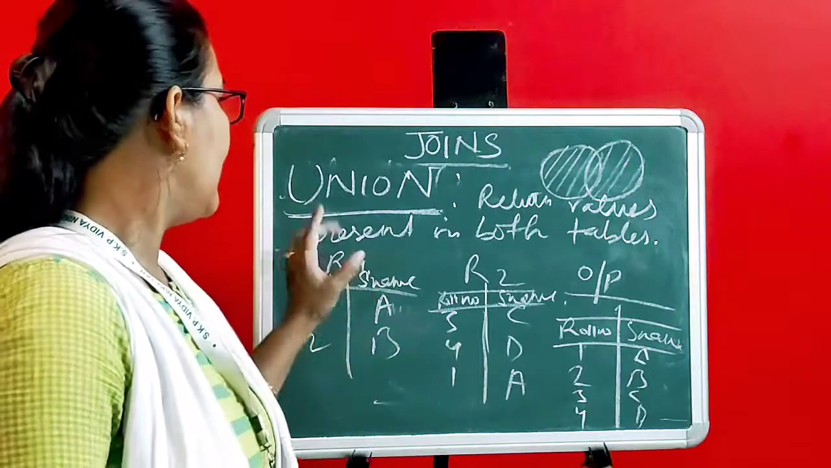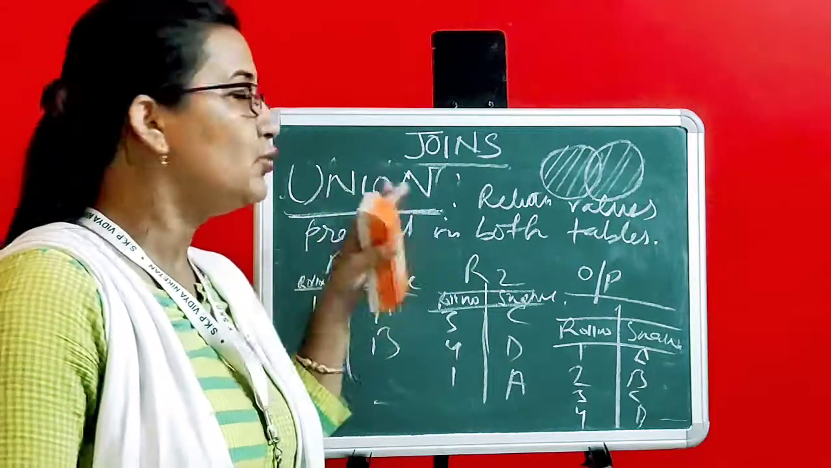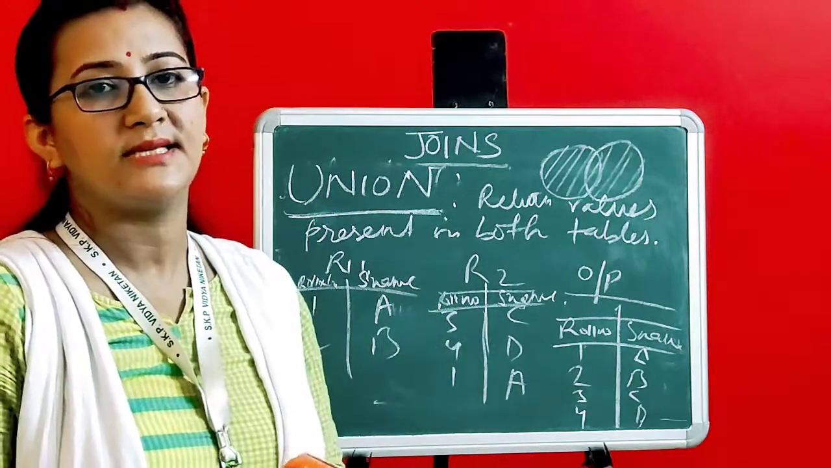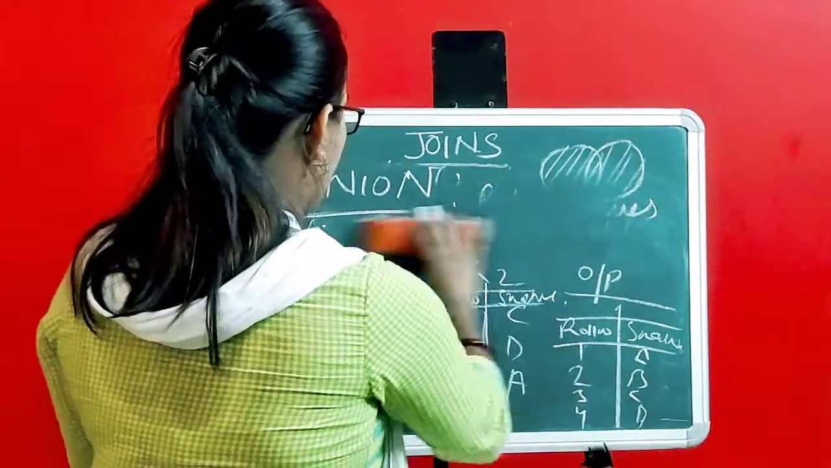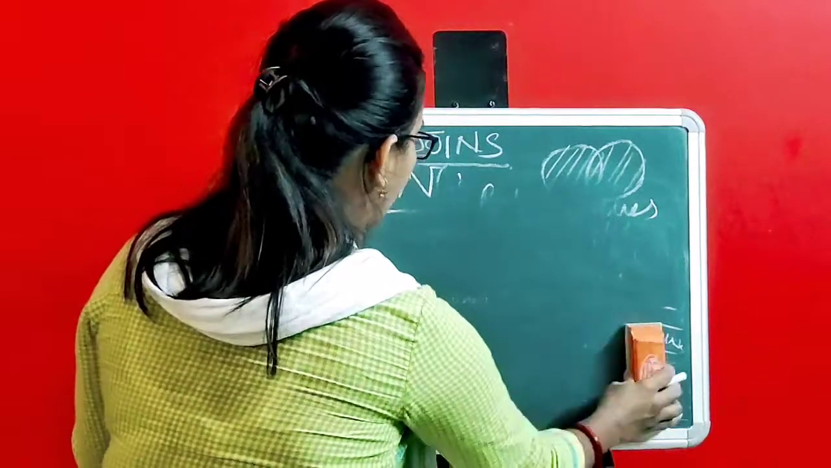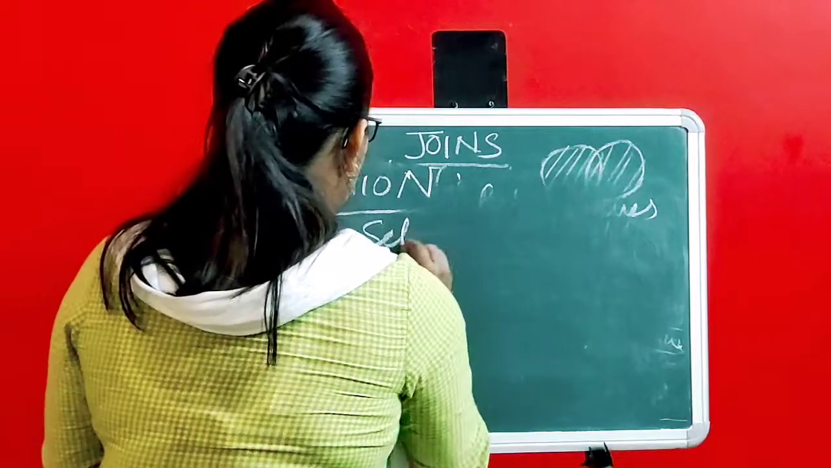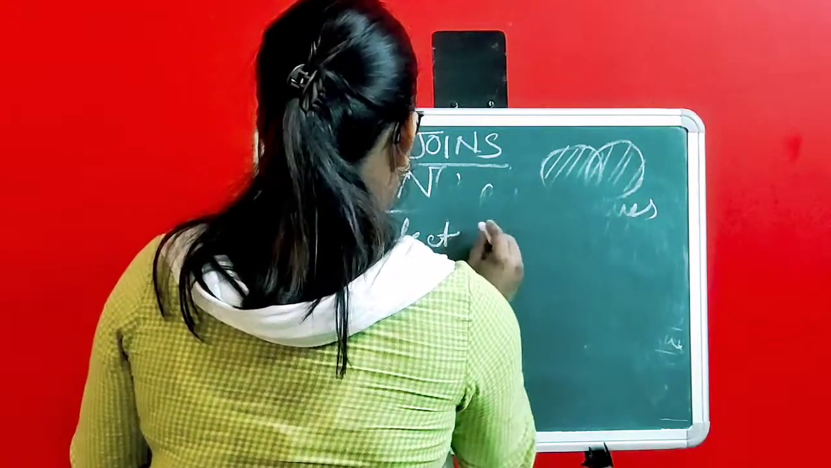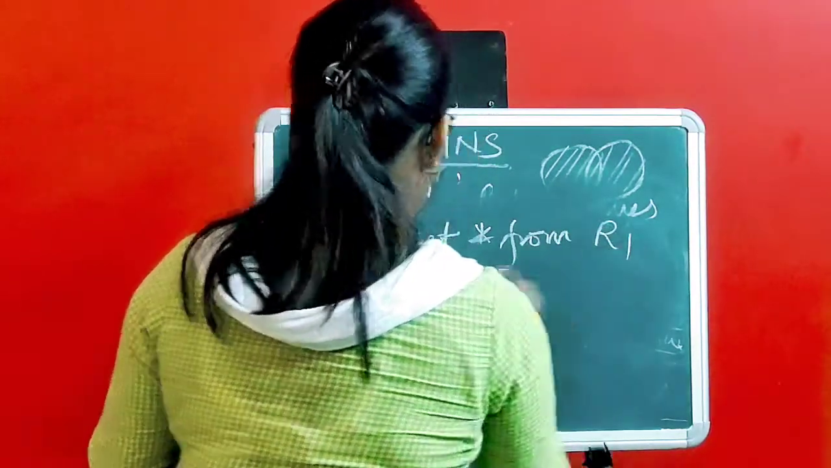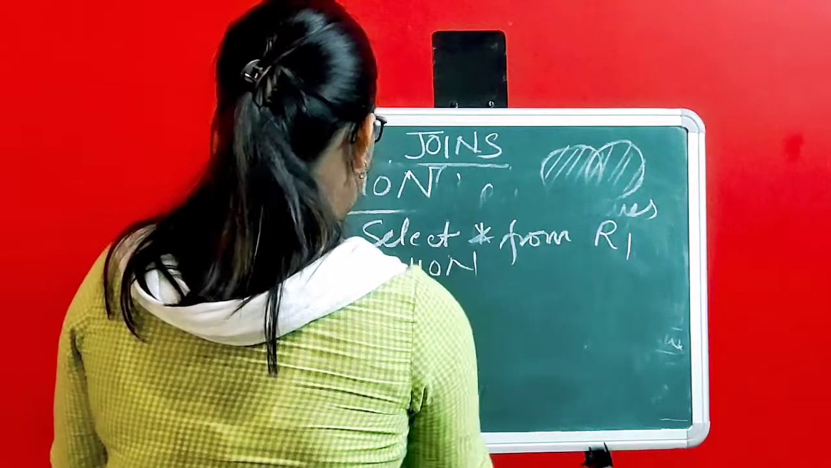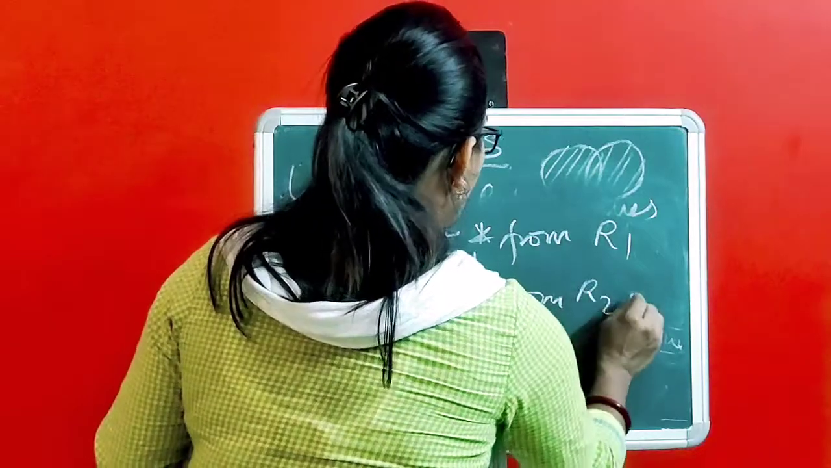The rule is that whenever we are performing select statements in a union join, both the statements should be compatible. Compatible means what? See here, first we will write select star from R1 union select star from R2.